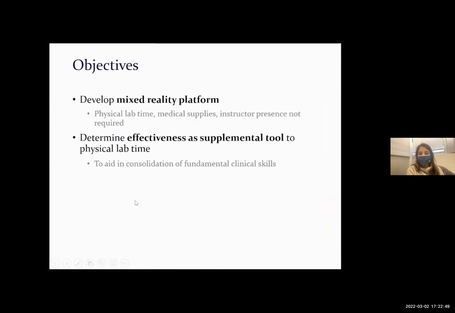So we decided to develop a mixed reality training platform to help students enhance the quality of training. Okay, and so the objectives of our study is to develop a mixed reality platform where physical lab time, medical supplies, and the instructor's presence is not necessarily required. And the second objective is to determine the effectiveness of this platform as a supplemental tool to physical lab time.